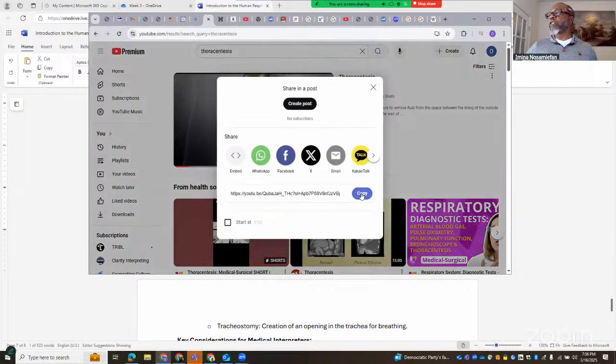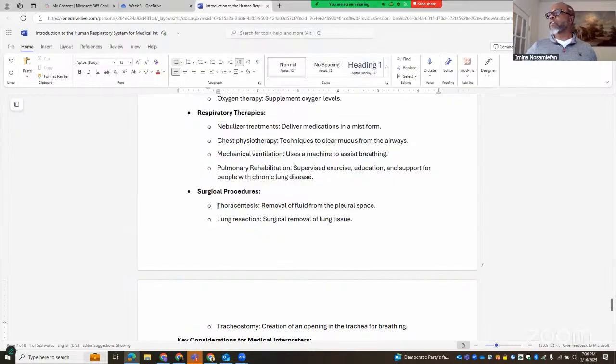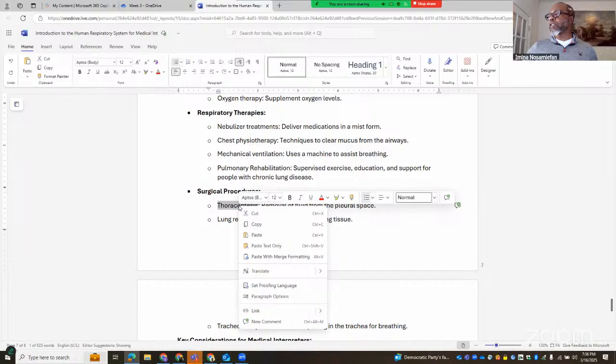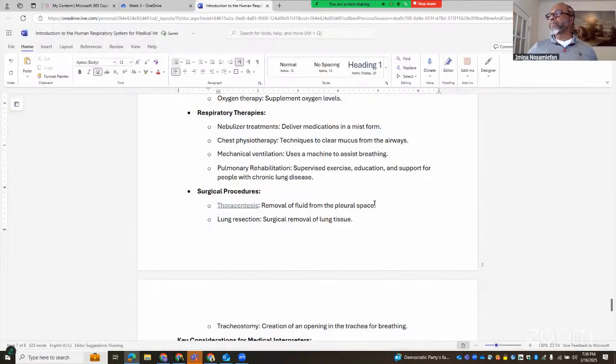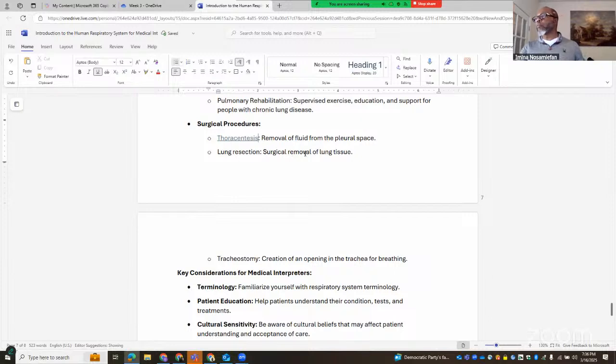So let's put this. So that's thoracocentesis. It explains to you what thoracocentesis is. Just like you said, the medical terminology understanding will help you understand what it is. But I'll put a video there. Lung resection is to remove lung tissue. Tracheostomy to create an opening in the trachea for breathing.